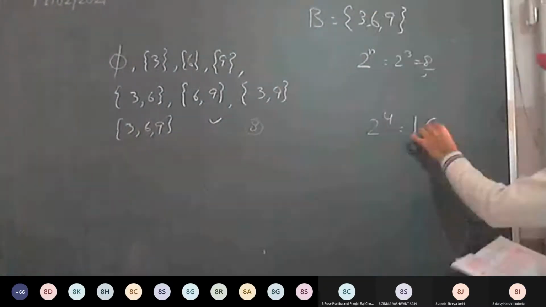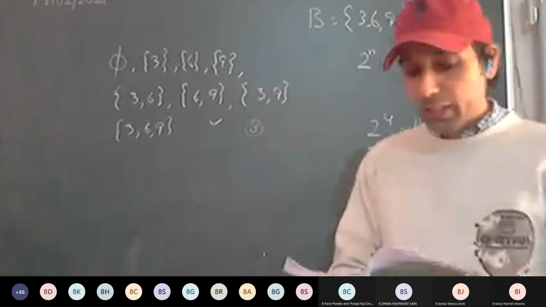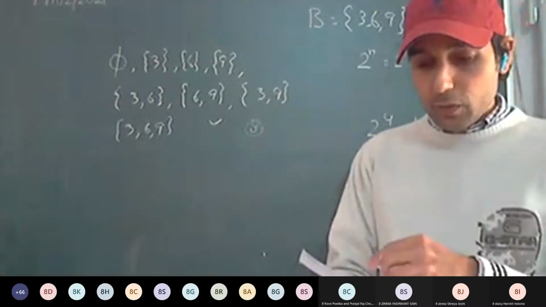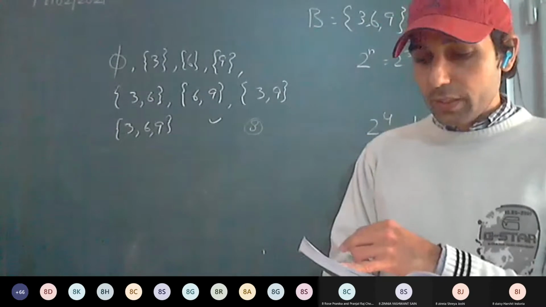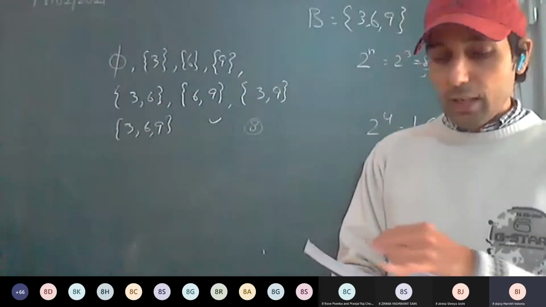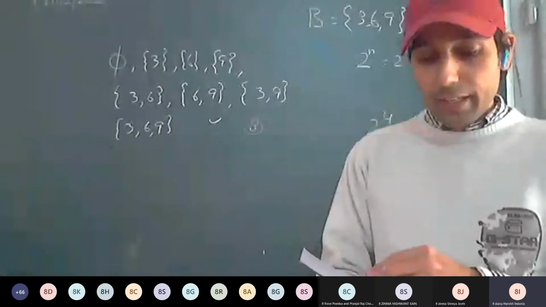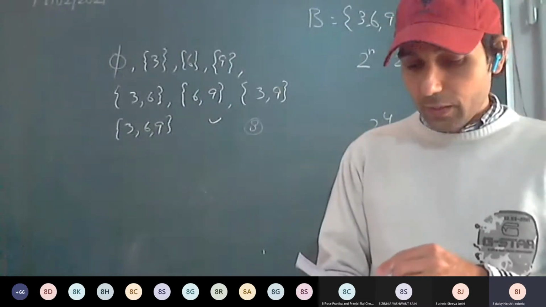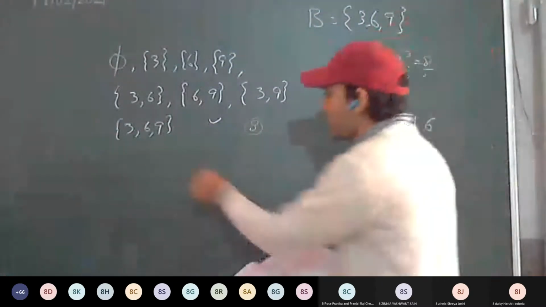So it will be how many? 16. You have to find 16 subsets. Now, 8th question. P equal to letters of the word ONE. Q equal to letters of the word NONE. R equal to letters of the word ZONE. This question we have to do in the book, the 6th, 7th and 8th. You have to write it as well.